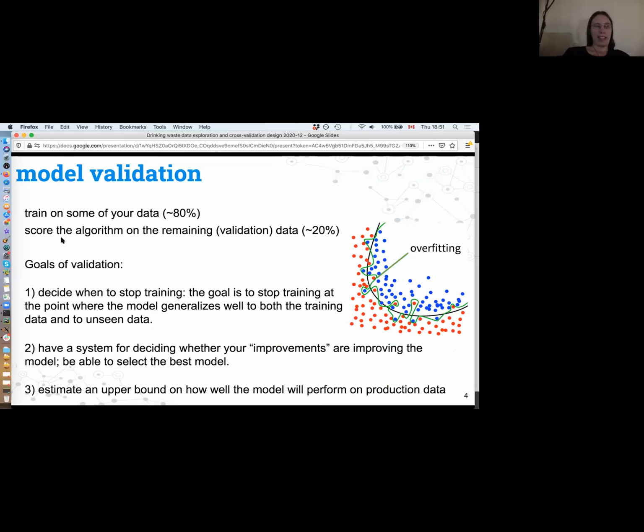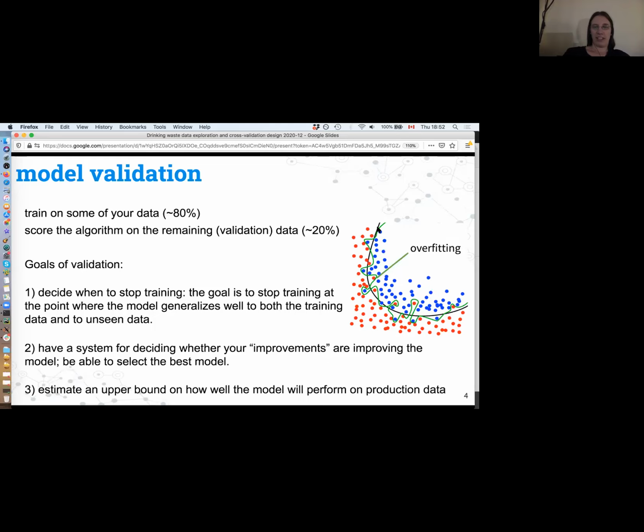So what do I mean by this model validation process? The idea is you take some of your data, usually 80%, and you train on that data, and then you score the algorithm on the remaining validation set, the 20% left over. And there's really three goals of validation. You want to be able to decide when to stop training. So the goal is to stop training at the point where the model generalizes well to both the training data and the unseen validation data.